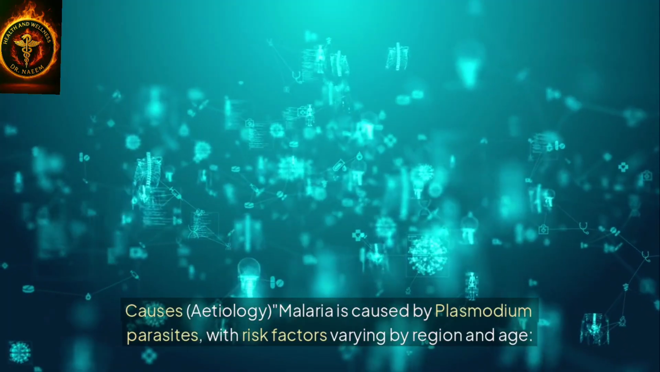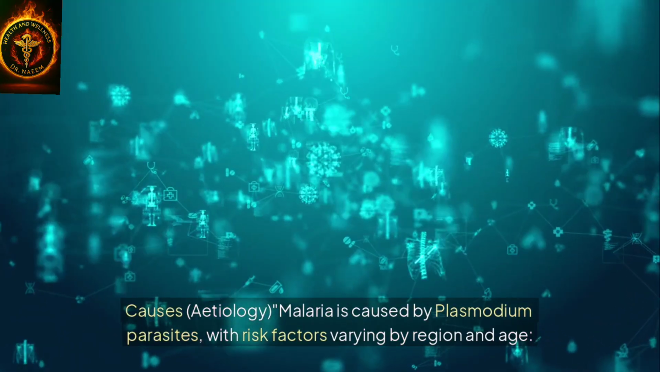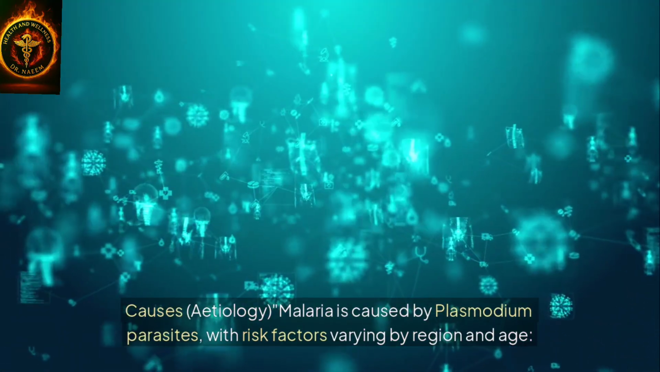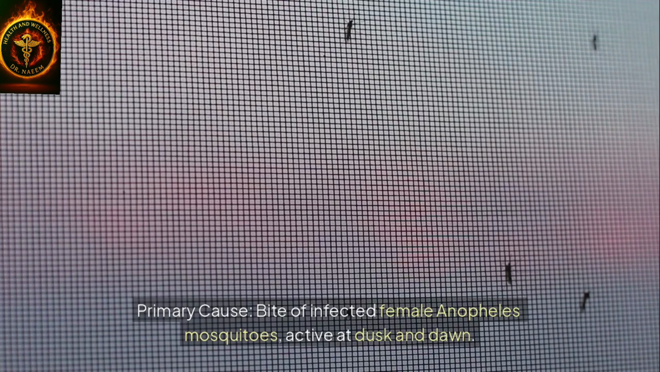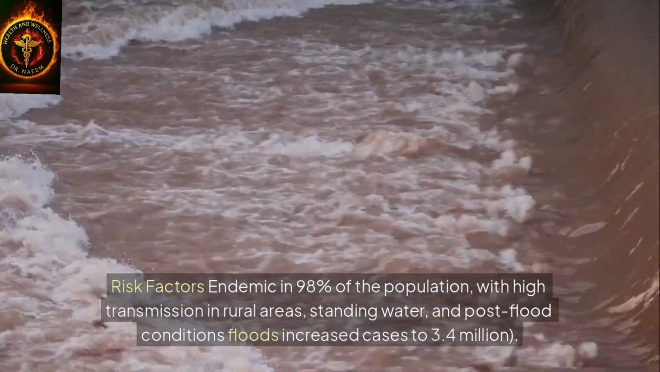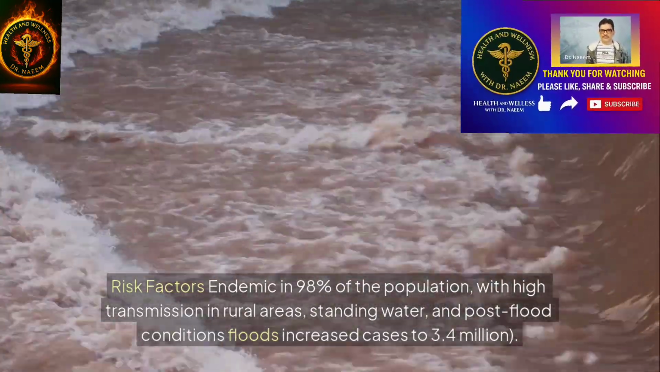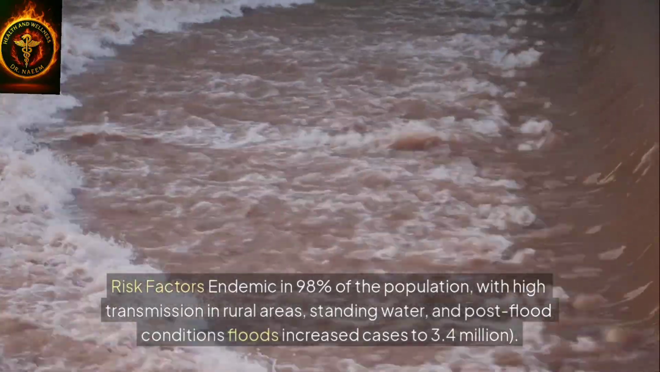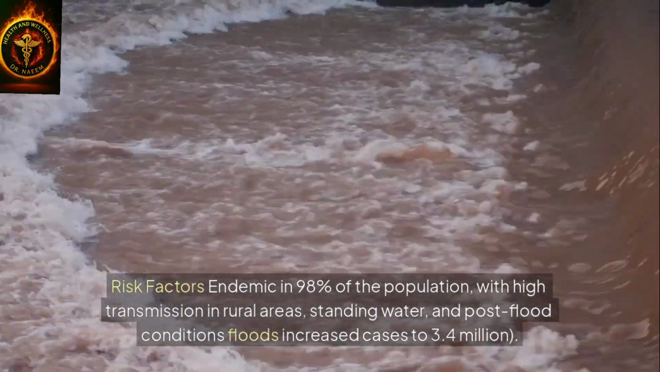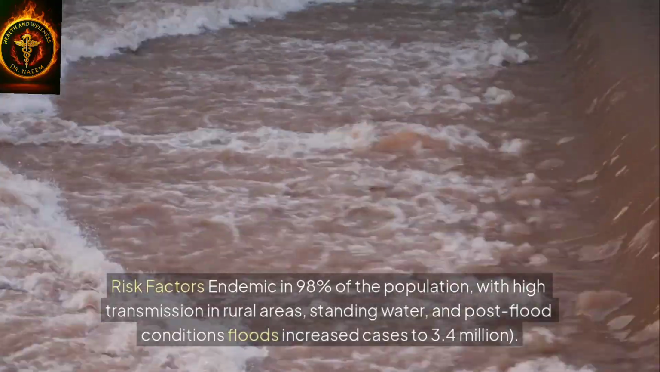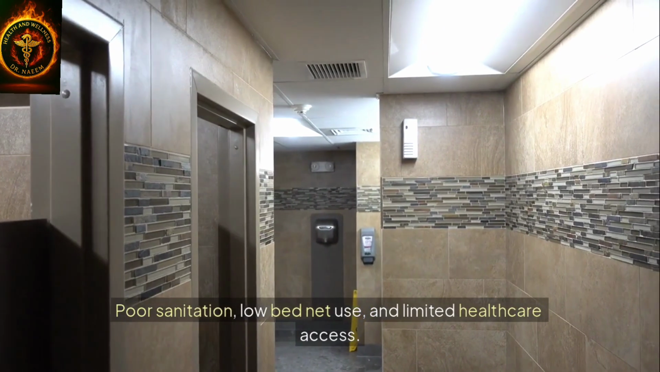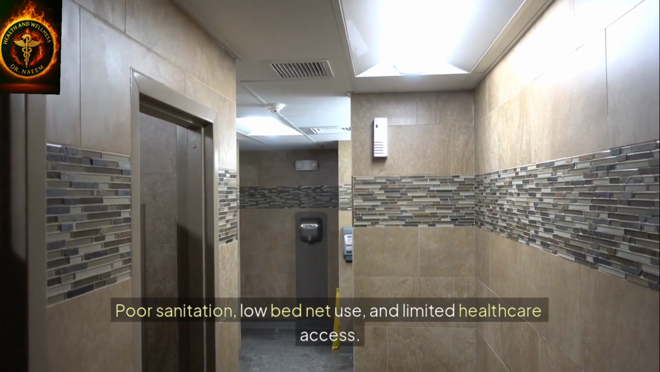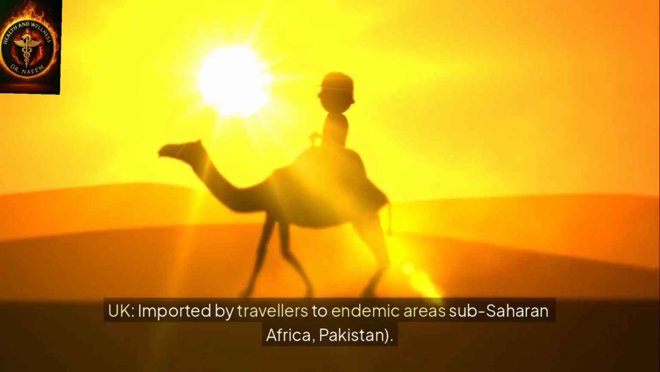Causes, etiology. Malaria is caused by Plasmodium parasites, with risk factors varying by region and age. Primary cause: the bite of infected female Anopheles mosquitoes, active at dusk and dawn. Risk factors: endemic in 98% of the population, with high transmission in rural areas, standing water, and post-flood conditions. Floods increased cases to 3.4 million. Poor sanitation, low bed net use, and limited healthcare access.